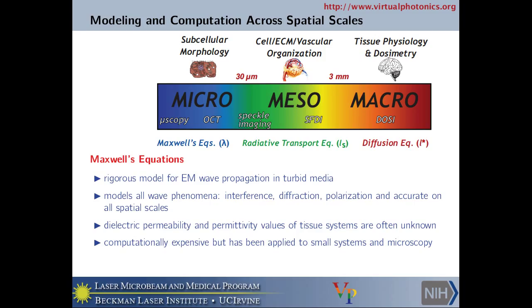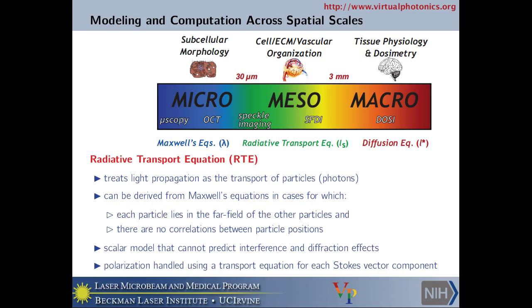So if one really wants to understand, say, how microscopy methods or even OCT on some level is modified by scattering, one ultimately has to double back and make sure that whatever approximate models they may be using really stand up to the rigor of Maxwell's equations. However, if one is starting to look at spatial scales on the order of hundreds of microns to millimeters, one can start to think about using the radiative transport equation.